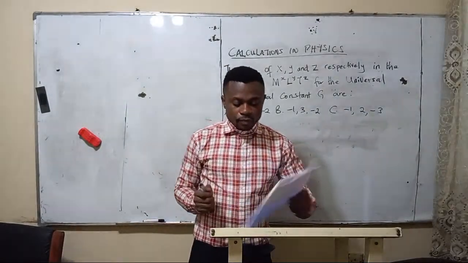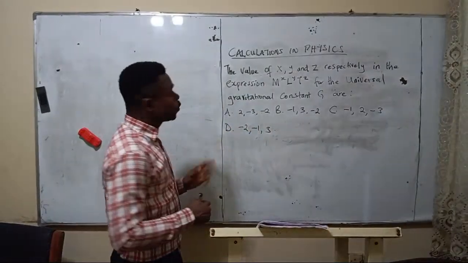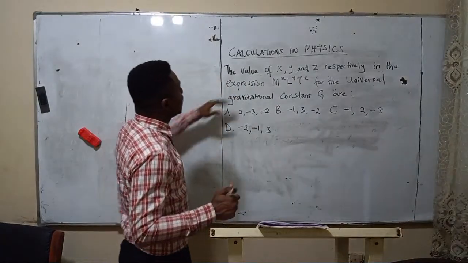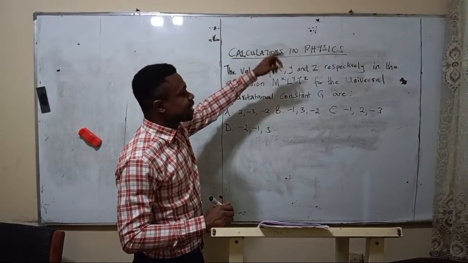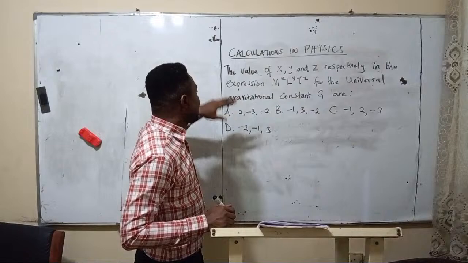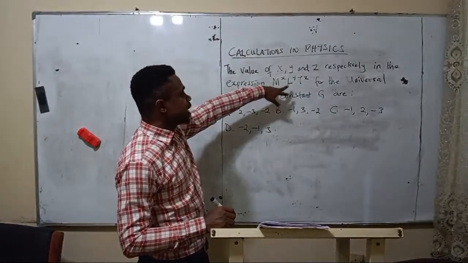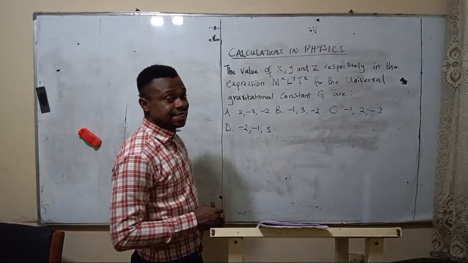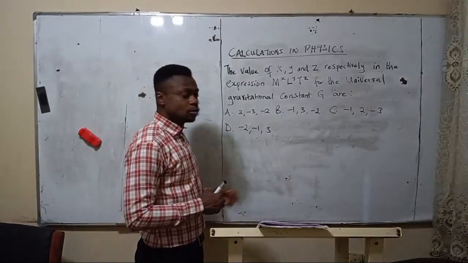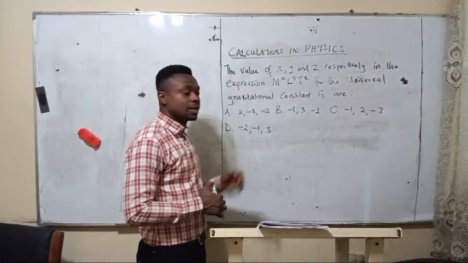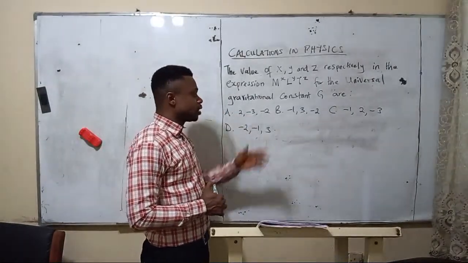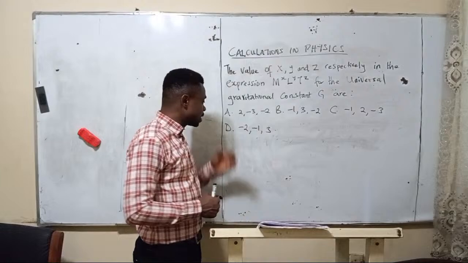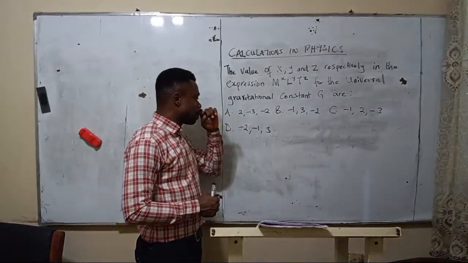Okay, we have a question on the board. The question says, the values of x, y, and z, respectively, in the expression m raised to power x, l raised to power y, and t raised to power z for the universal gravitational constant G are: a, 2, minus 2, minus 3; b, minus 1, 3, minus 2; c, minus 1, 2, minus 3; d, minus 2, minus 1 and 3.